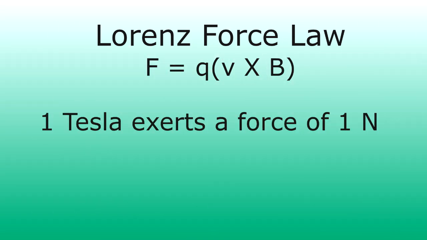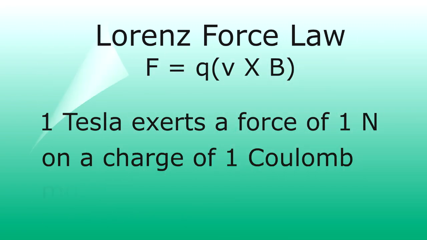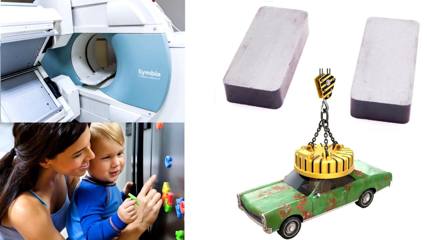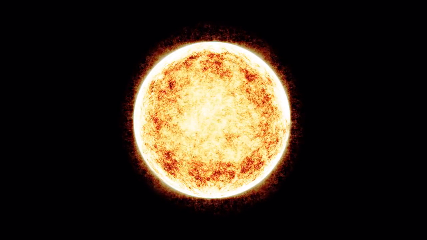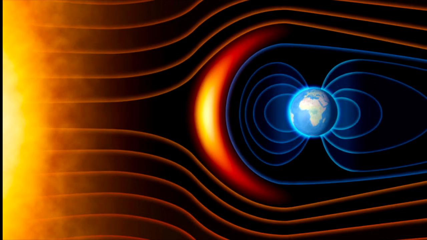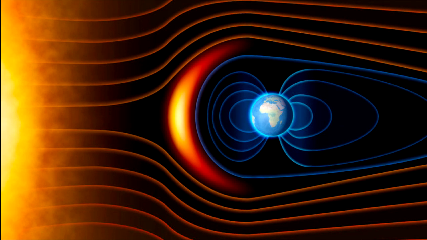A 1 Tesla magnetic field exerts a force of 1 Newton on a charge of 1 coulomb moving at 1 meter per second. So remember in the last video we looked at magnetic field strengths in some common everyday objects. So, magnetic forces in action. Here's a couple examples. The sun is constantly shooting charged particles towards the Earth, and they would be very damaging to life if we didn't have a magnetic field. In fact, it would just sort of blow our atmosphere right off the planet.